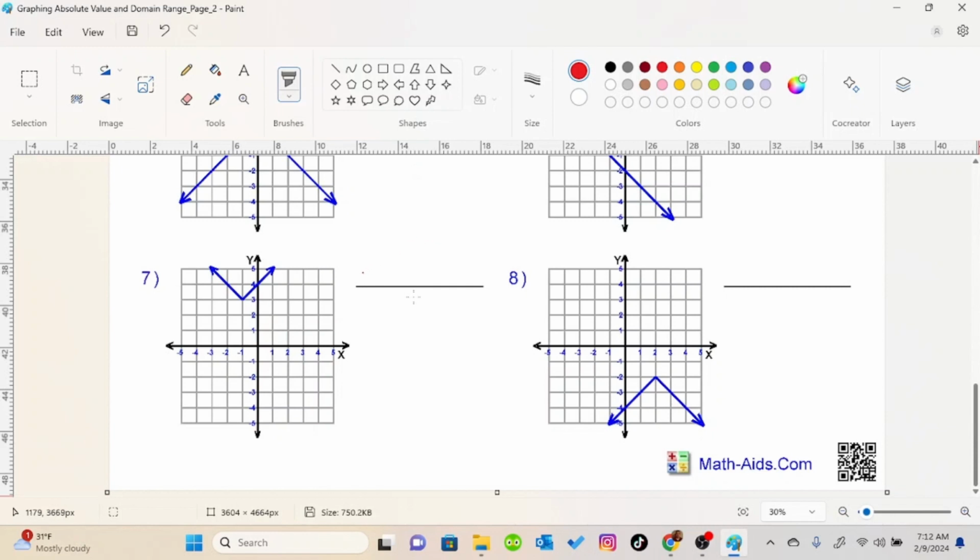Number 7, y equals, this graph opens upward, so we have absolute value of x. It shifted left 1, so we add 1 to the x and close the absolute value symbols. And then the vertex shifted up 3, so that's plus 3 outside the absolute value symbols. So number 7 is y equals the absolute value of x plus 1, plus 3.